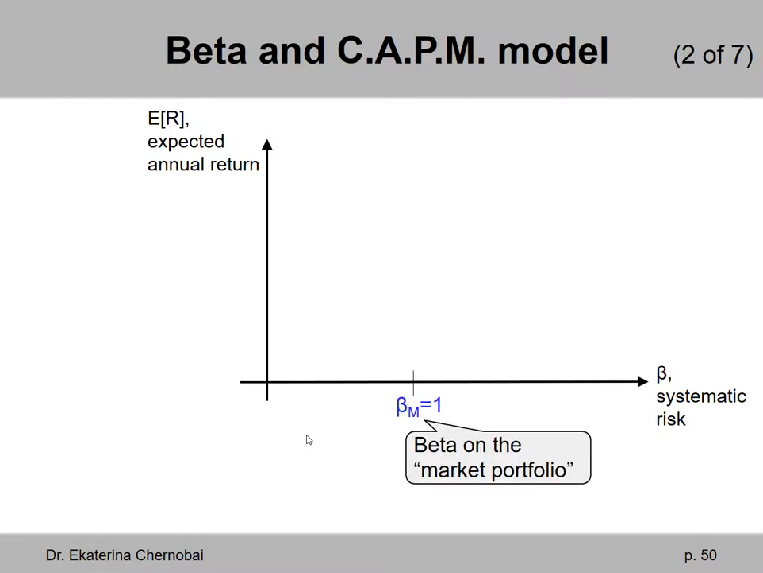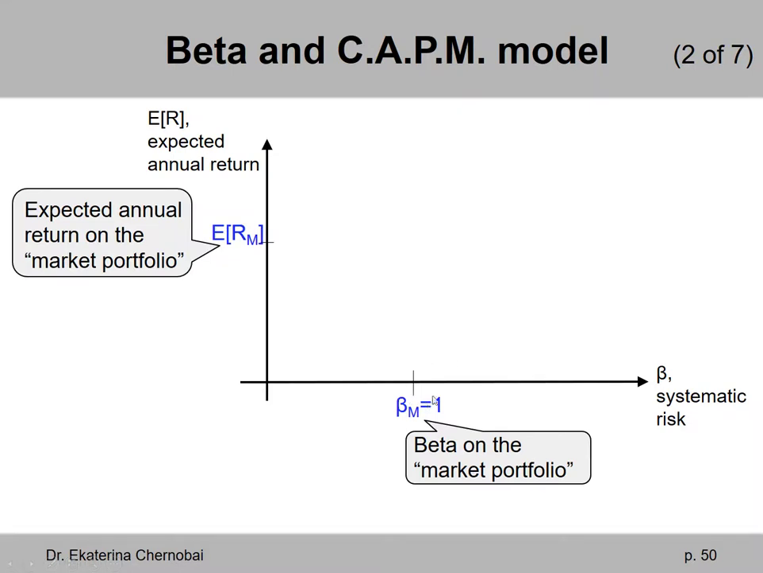Let's first mark our first point on this graph. The market portfolio. By definition, the beta of the market portfolio is 1. So somewhere randomly along the horizontal axis, we mark a point and we say that it's 1. And then for the market portfolio, with the beta of 1, there is some expected return for it: E, and in the brackets we put R and subscript capital M. M stands for market portfolio, R stands for return, E stands for expected. So we have this point, the market portfolio, point M.